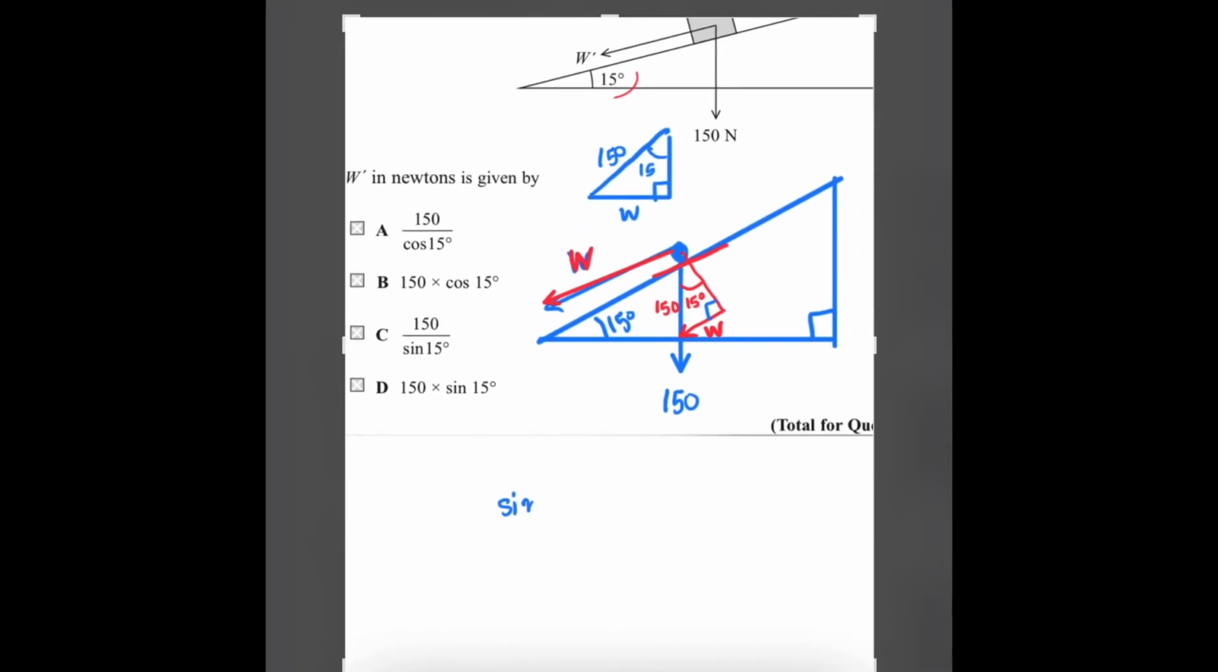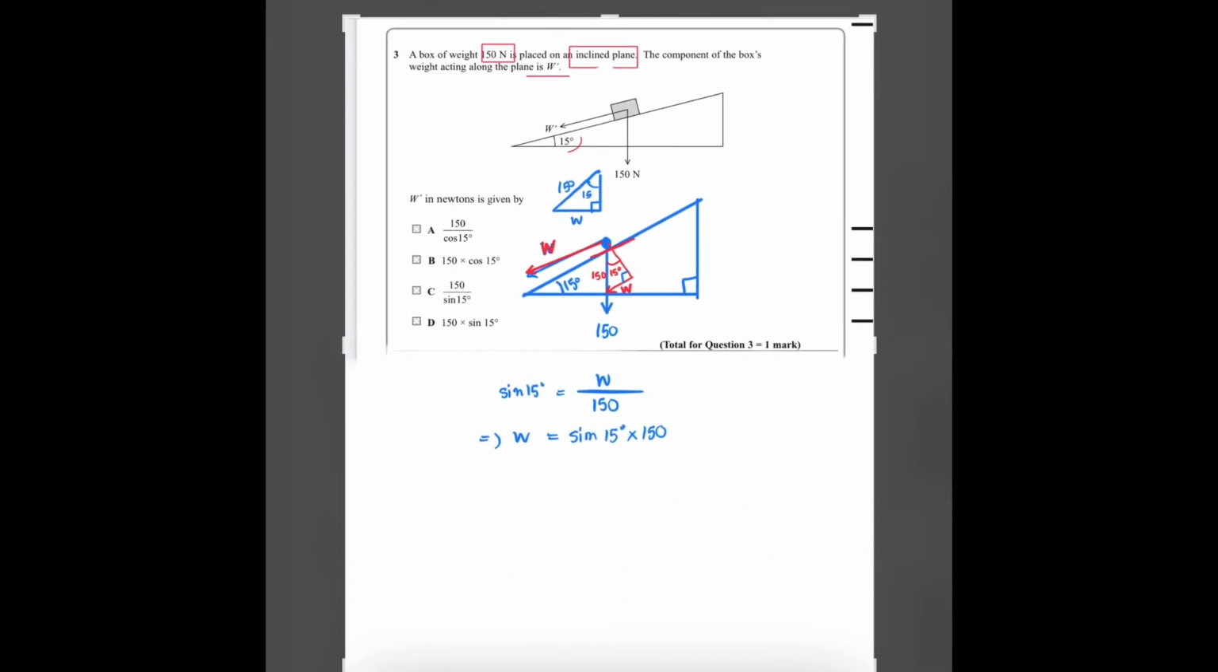So sine 15 degrees is equal to opposite, which is W, over hypotenuse, which is 150. So W would be equal to, if we cross multiply, sine 15 degrees times 150, which again comes down to option D.